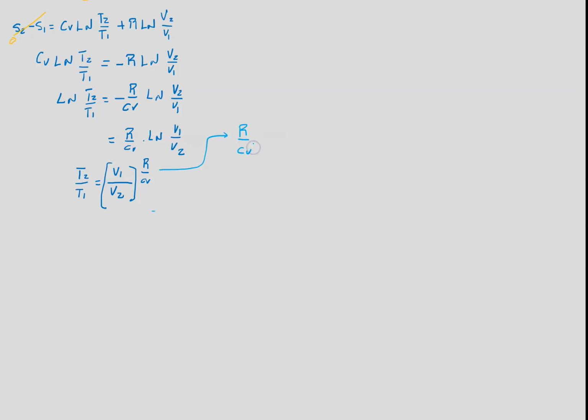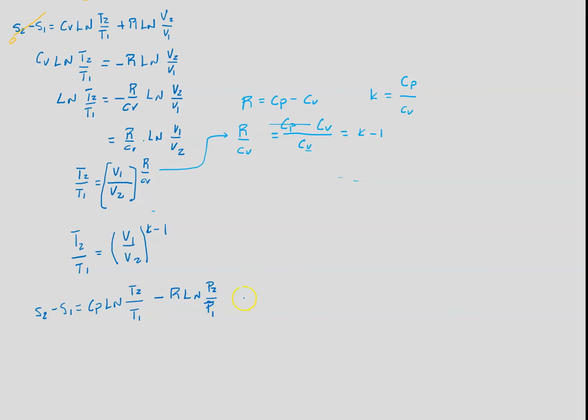So we can rewrite this expression, remembering that R is Cp minus Cv, and remember also that K is the ratio of constant specific heats. We can convert this to K minus 1. So at the end, this relation will be T2 over T1 equals. Similarly, if we start from the expression, you will get a similar expression. Again, this was for constant specific heats.